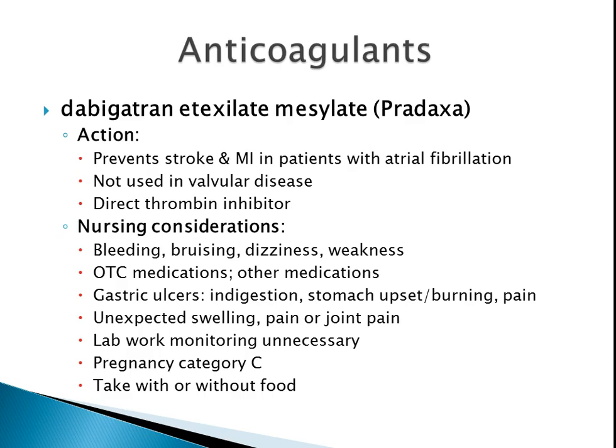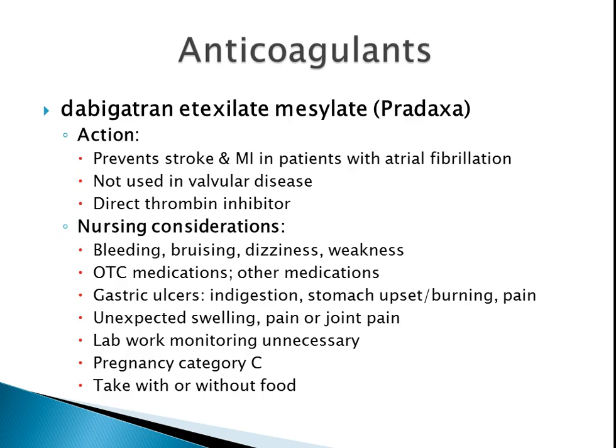So this one is a tablet that they take at home, not used if they have valvular disease in the heart, so the valves need to be working well. And it works by being a direct thrombin inhibitor. Okay? So for your nursing considerations with this one, bleeding, bruising, dizziness, weakness, all that could indicate some form of bleeding internally. So we're always going to be assessing for that.